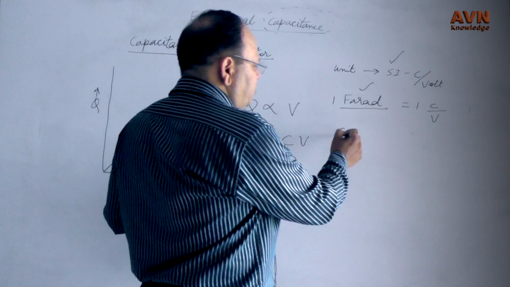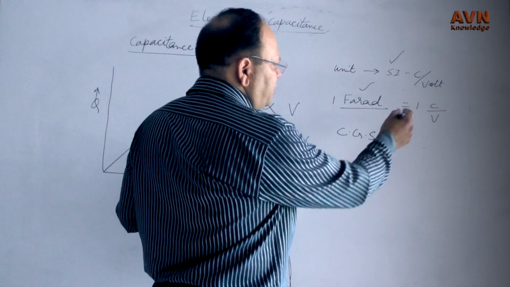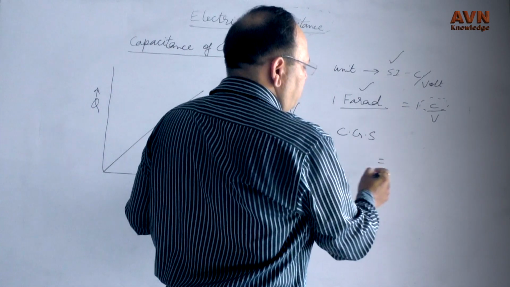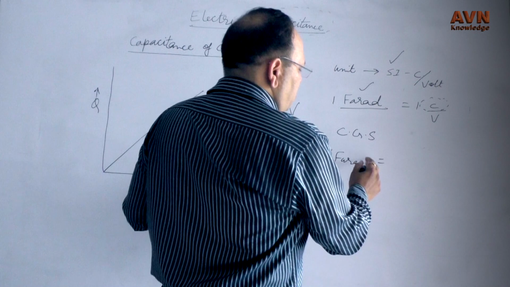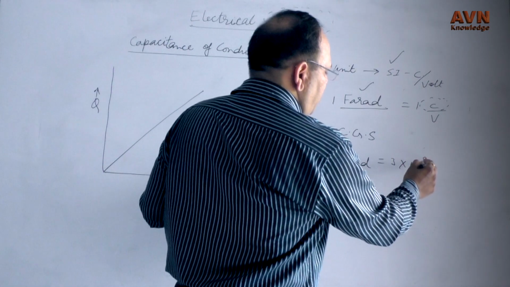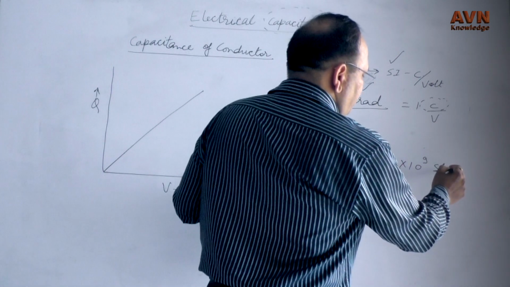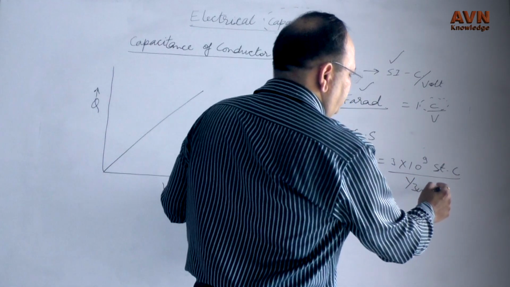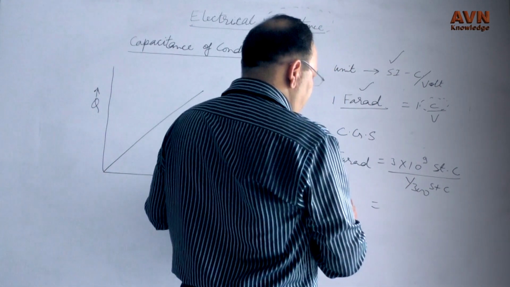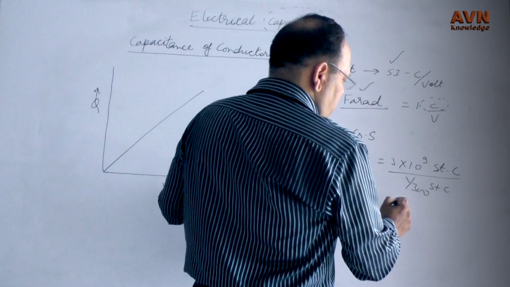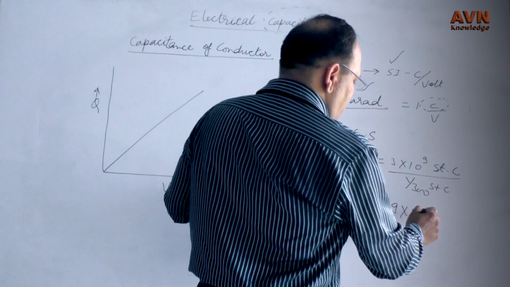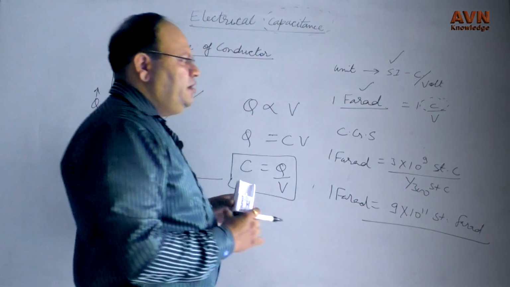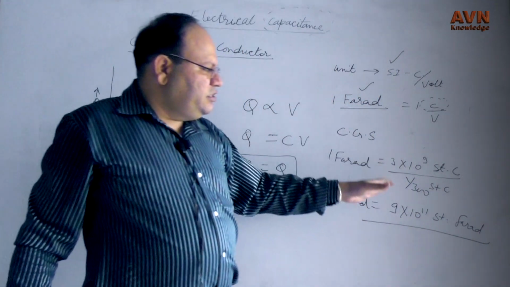And next is the CGS unit. We can also calculate the CGS unit. What is the CGS unit of coulomb? 1 coulomb equals 3 into 10 raised to the power 9 stat coulomb. And what is the volt? 1 by 300 stat volt. So the net 1 farad equals 9 into 10 raised to the power 11 stat farad. This is the relation between SI unit and CGS unit.